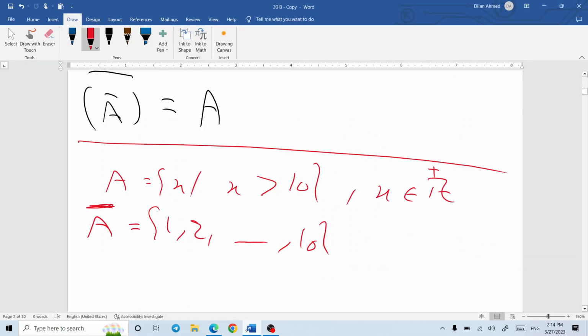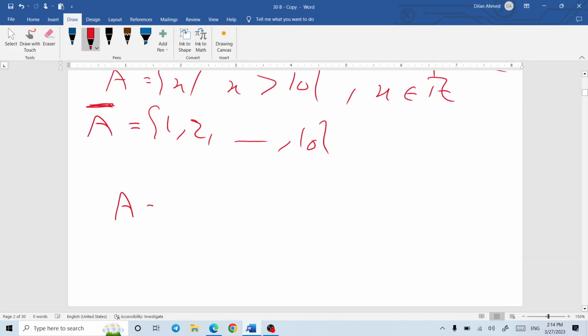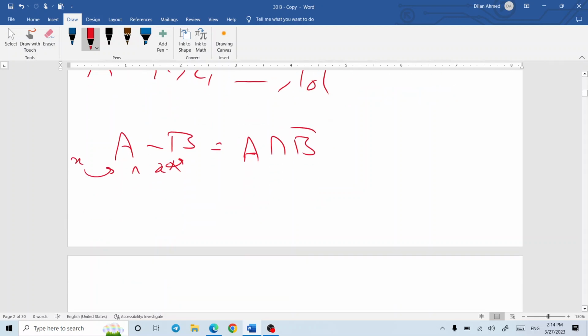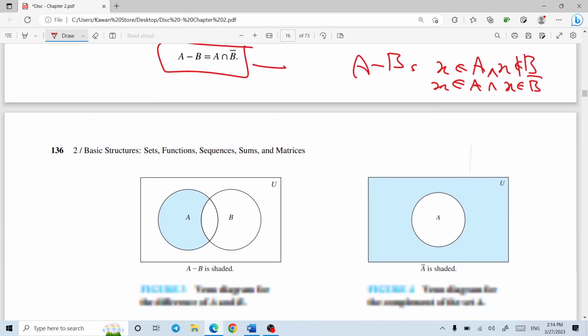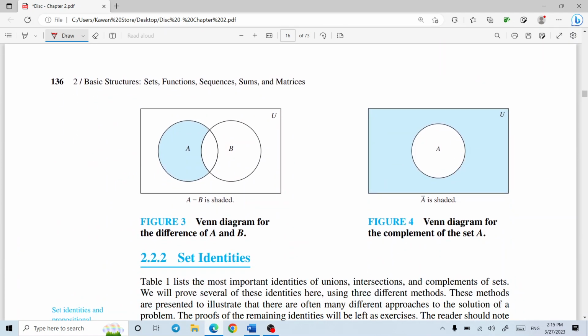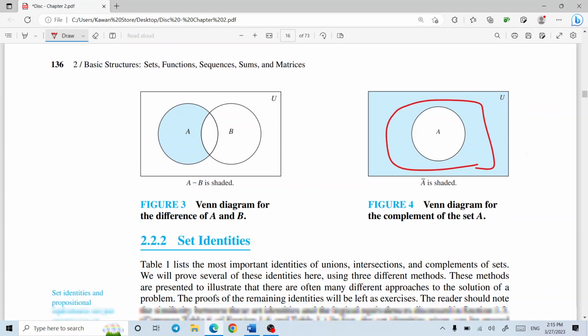So we can summarize and make a rule: A difference B can be summarized as A intersection B complement. Why? Because we mean X is an element here and not an element there, so it means AND between them. So X belongs to the intersection of A and B complement. We are going to use that for answering the exercises, so kindly pay attention. And here's A, A complement, and the universal set.